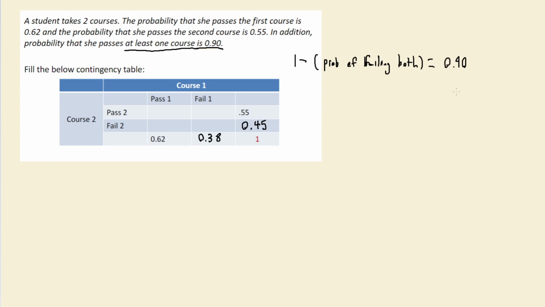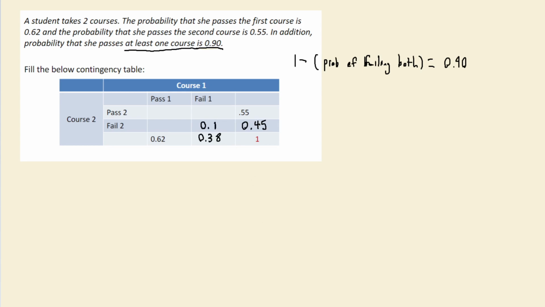Well, what does that tell us? If you solve for the probability of failing both, we could just add that and then subtract 0.9 from both sides. And what we're going to get is that the probability of her failing both, which would be this cell here, is going to be 0.1.